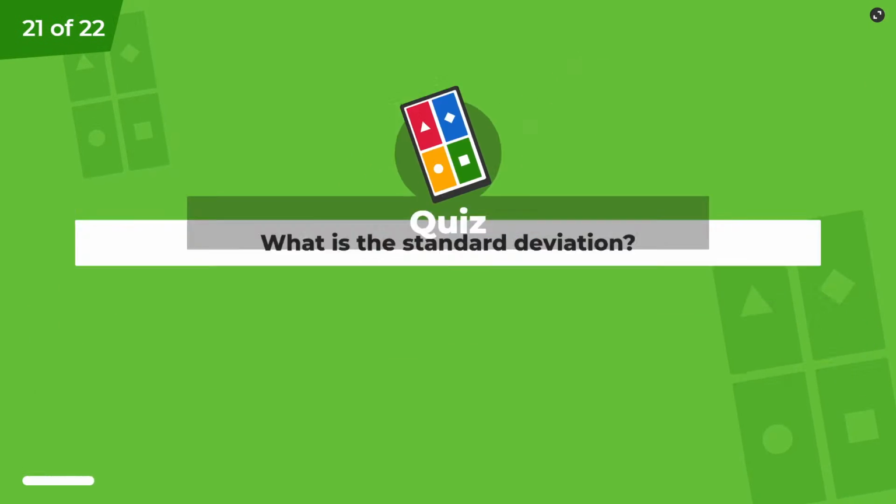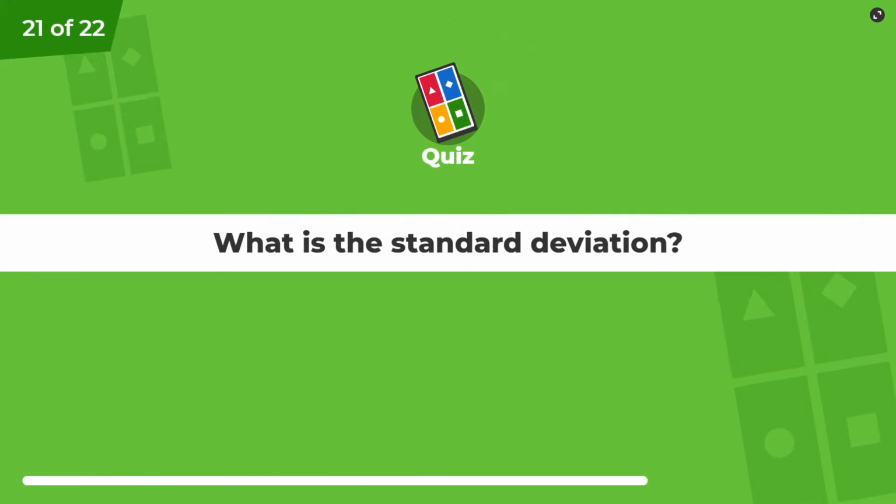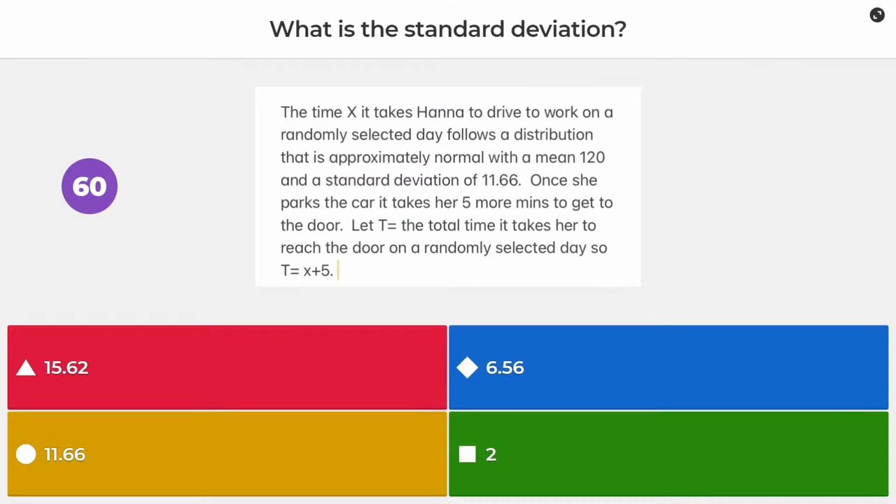Once again, a visual glitch. Alright. 21 out of 22, we're almost finished. What is the standard deviation question?